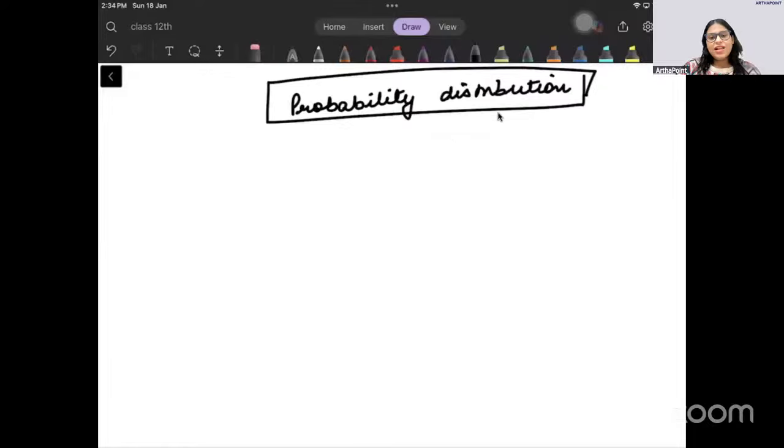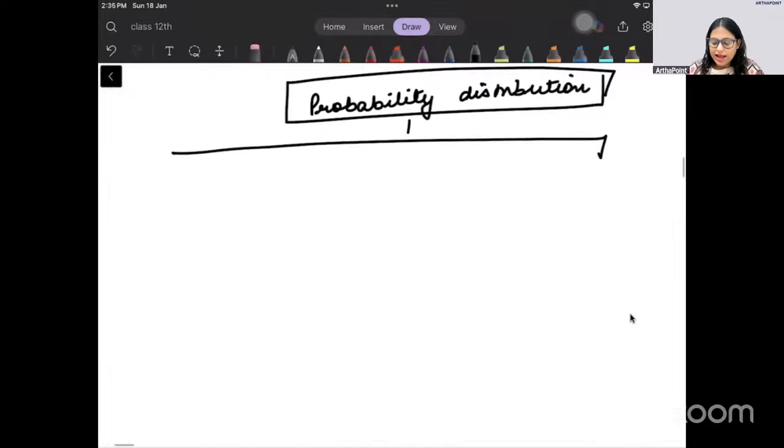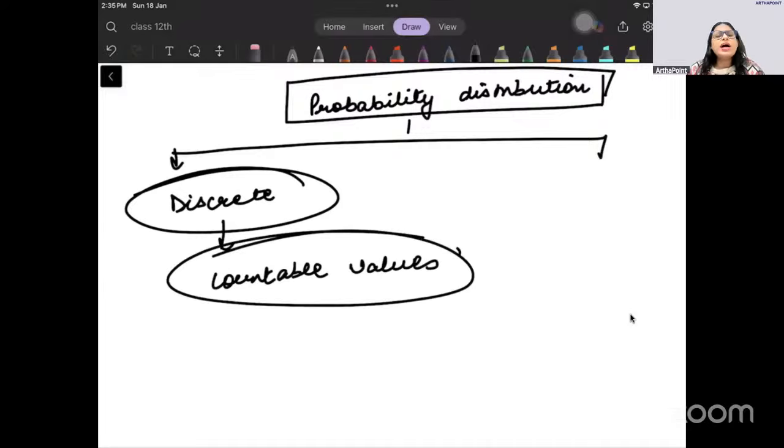Okay, coming back. So when we talk about probability distribution, there are two kinds of distributions. The first one is called a discrete distribution. Discrete distribution means a random variable x can be called discrete if it takes countable values. Countable values means finite values. Finite means I can count.